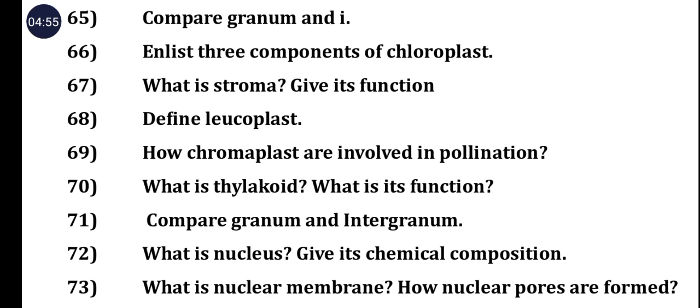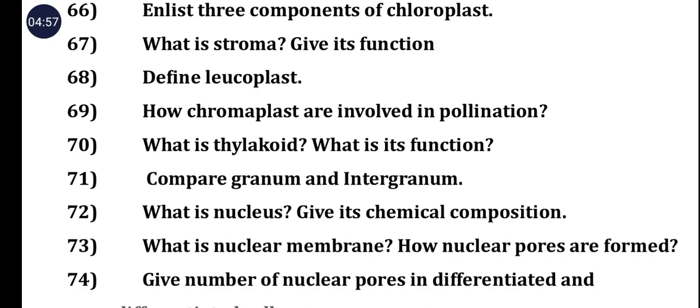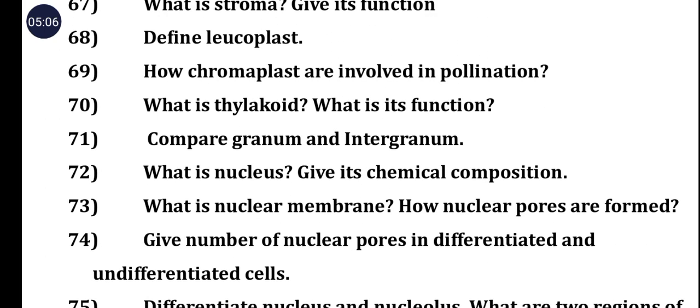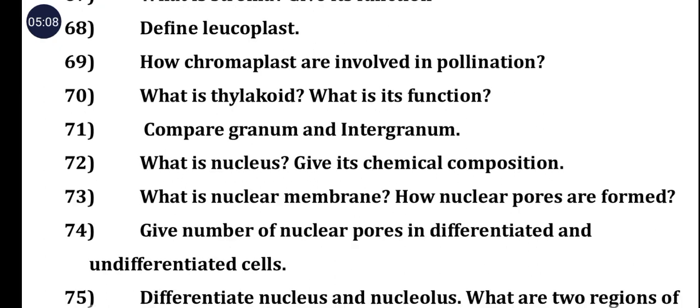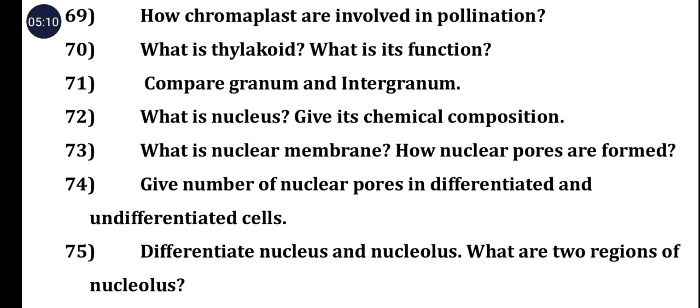65 is compare granum and intergranum. 66 is enlist three components of chloroplast like envelope, thylakoid and stroma. What is stroma and its function? Leucoplast क्या होते हैं? 69 how chromoplasts are involved in pollination. 70 what is thylakoid? What is its function?